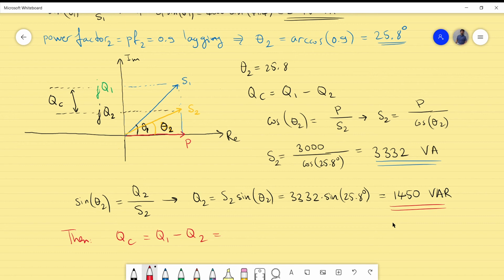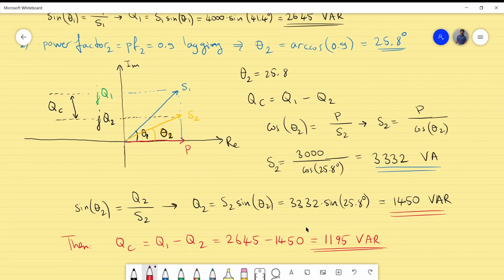So this will be 2645 minus 1450, which will be 1195 volt amperes reactive. This is actually the required reactive power due to the capacitor only.